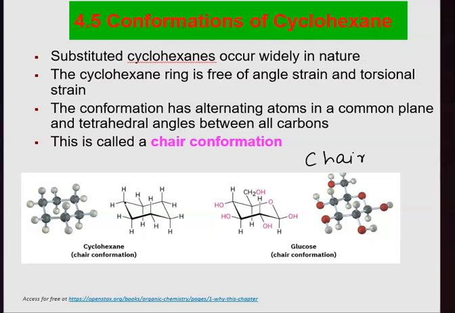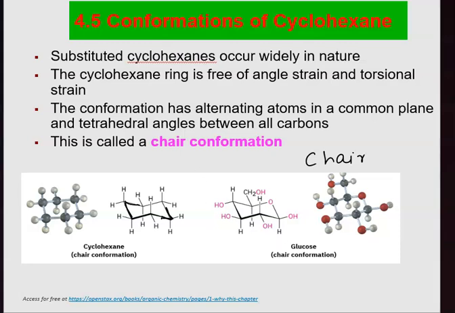If this is the head of the chair, this part, and this is the foot of the chair. And there are a lot of organic molecules which actually exist in this chair conformation. For example, this is the structure of glucose, which is a common simple carbohydrate, and it adopts a conformation based on cyclohexane's chair conformation.